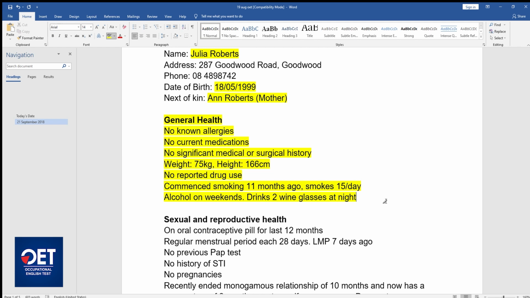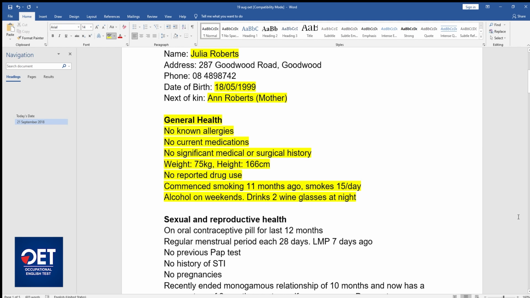It will make more sense when we write that the patient's medical history is unremarkable. This is a good thing. And also, we'll write the things worth mentioning, like she commenced smoking 11 months ago and alcohol on weekends. So how we'll write it in one sentence is, we'll combine all these things. We'll write, she is a regular smoker. You can even write in brackets 15 cigarettes per day, and drinks moderately on weekends. This is how we can write it.